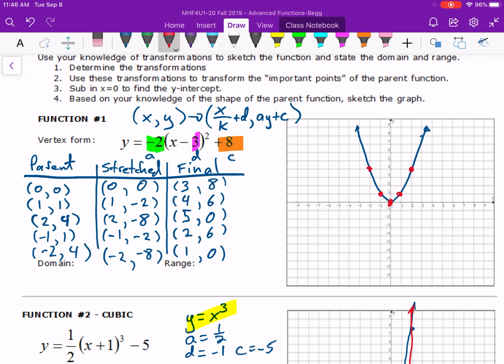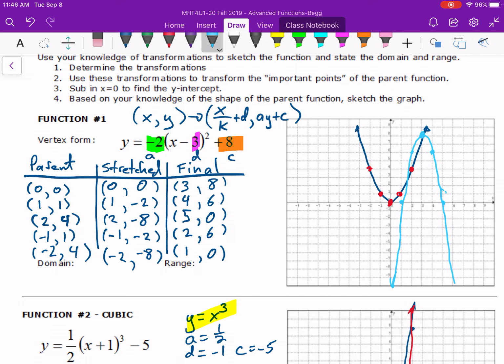So I've got the point 3, 8. Let's choose baby blue here. I've got the point 4, 6. 5, 0. 2, 6. And 1, 0. As you can see, I've got 5 points. If I connect them in a logical way, I'm going to get my same parabola shape.